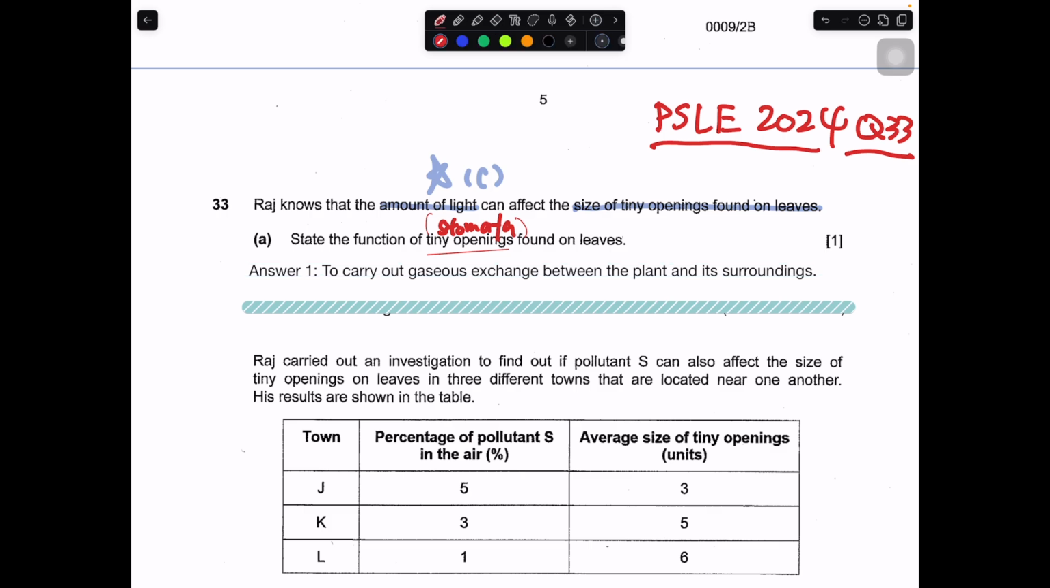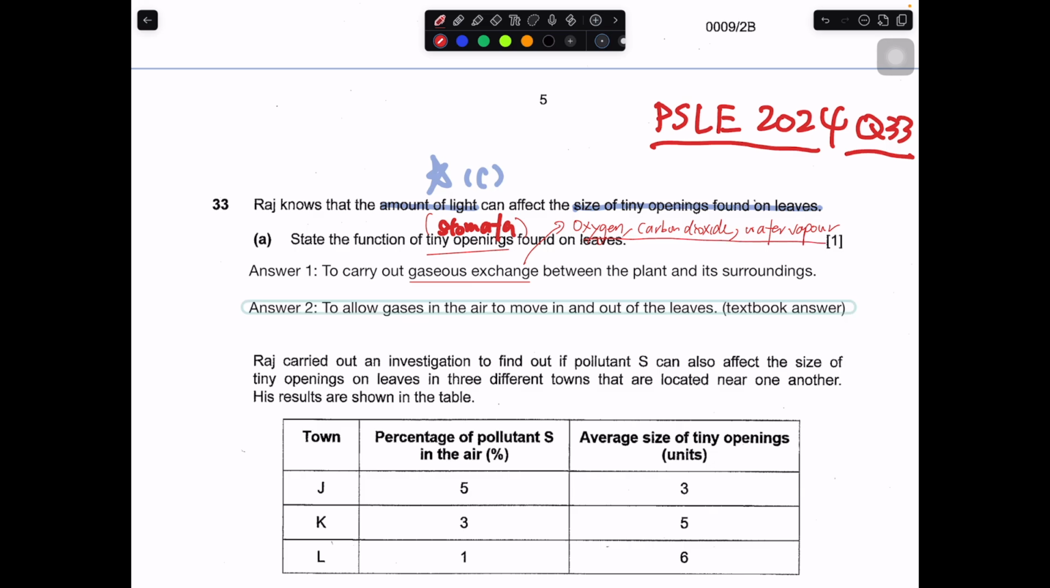So basically, to carry out gaseous exchange between plant and its surrounding. So what are the gases that are involved? It will be your oxygen, carbon dioxide, and mainly your water vapor. These are the three main gases that are involved in the gas exchange between plant and surrounding.